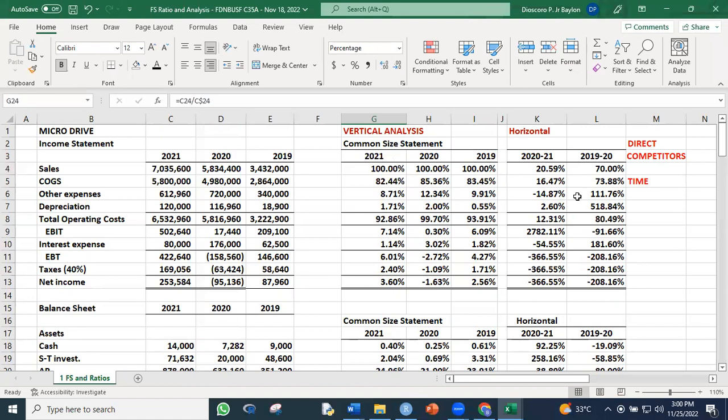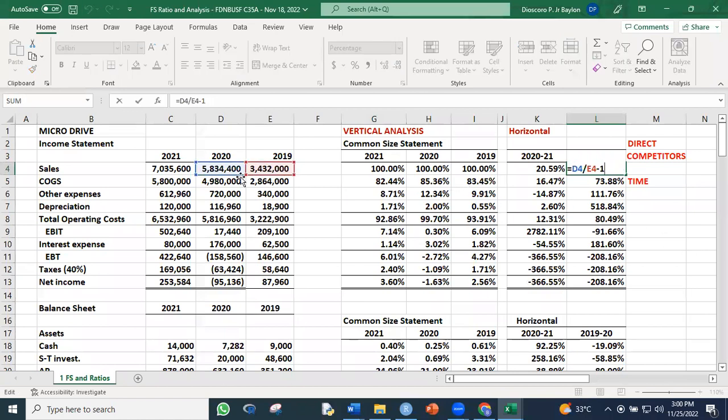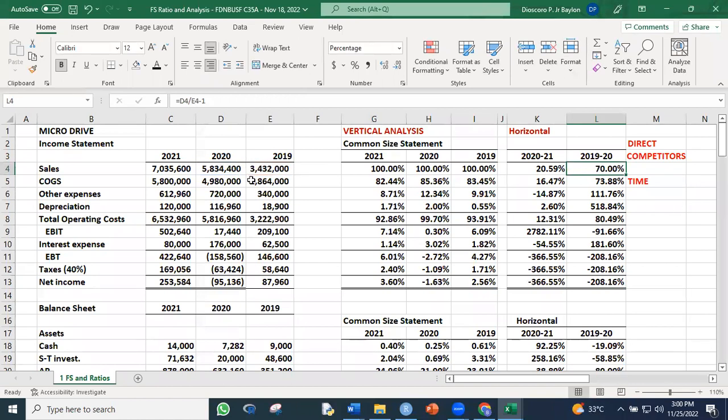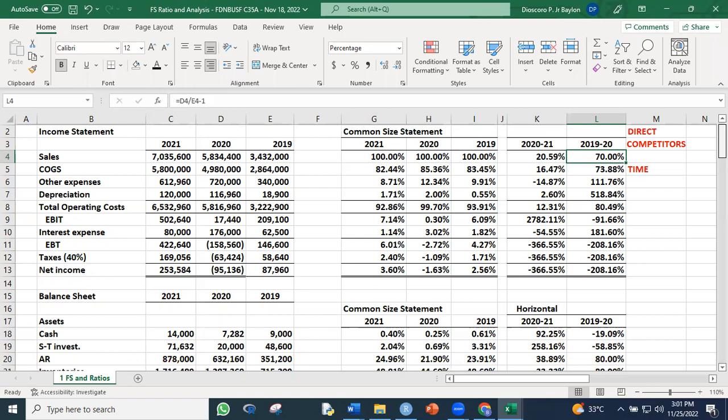For the horizontal analysis, we're comparing year on year or month on month, depending on the dates of your financial statements. But this one, this 70%, the formula of this is the current value divided by the previous value minus 1. Okay, the 70% here indicates that sales grew by 70% from 2019 to 2020. Okay, so these are figures where we can infer the performance of the firm.